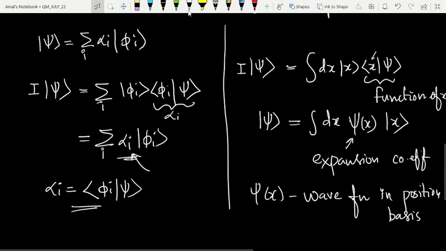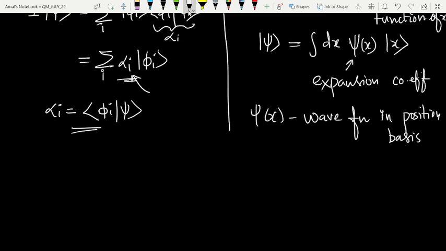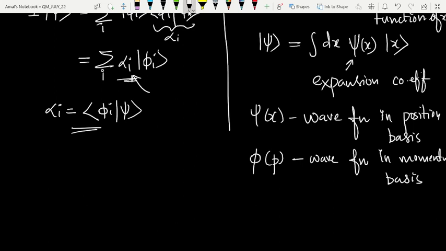Similar thing we can do using momentum basis. Then we will get another function which is also a wave function, but the basis is different. Wave function in momentum basis. Okay. So what is a wave function? Wave function is nothing but an expansion coefficient of an abstract vector in continuous basis. Right.